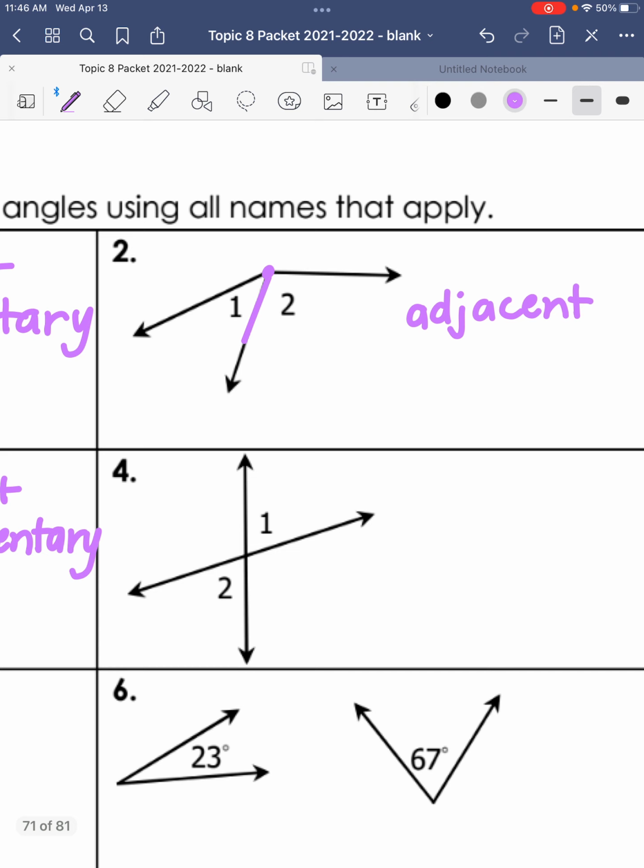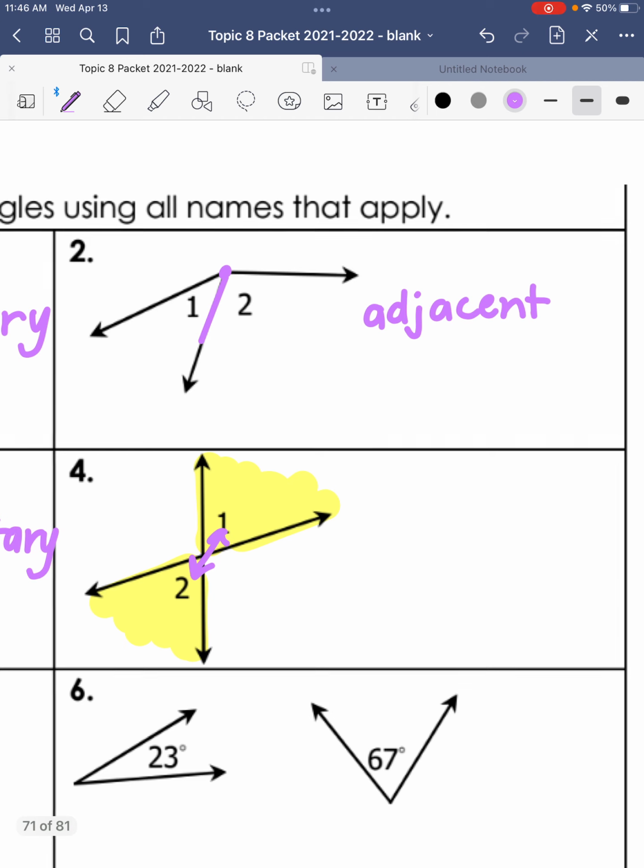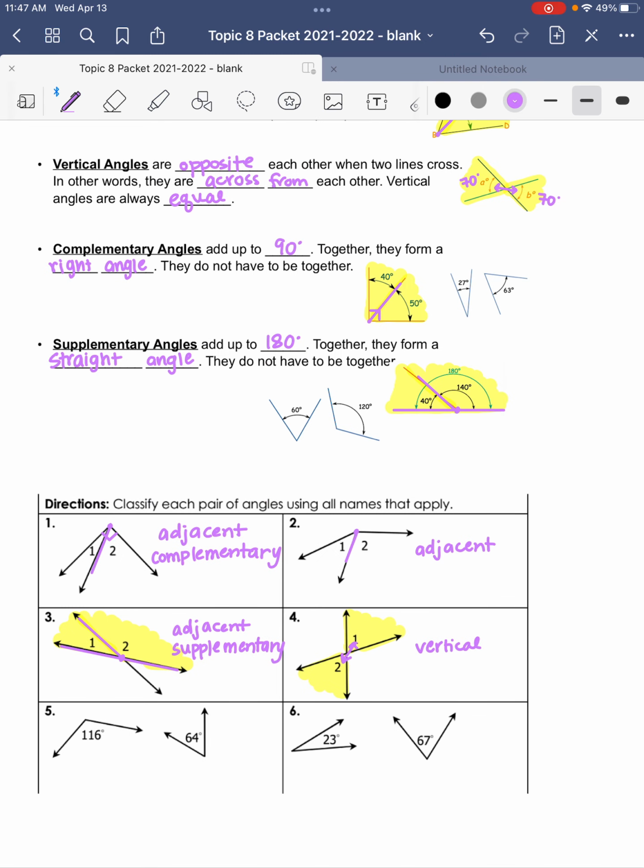Okay, now on number 4, I'm concerned about this angle here and this angle here. And what I notice is that they are directly across from each other. Angles that are directly across from each other are called vertical angles. I do know that they are congruent or equal in measure, but I don't have to say that here.